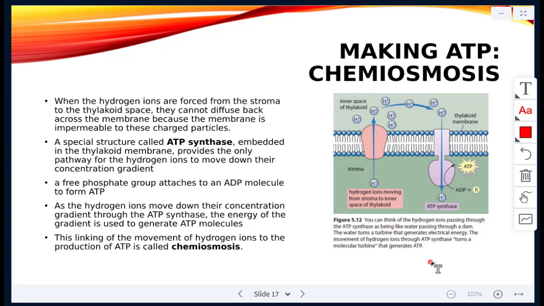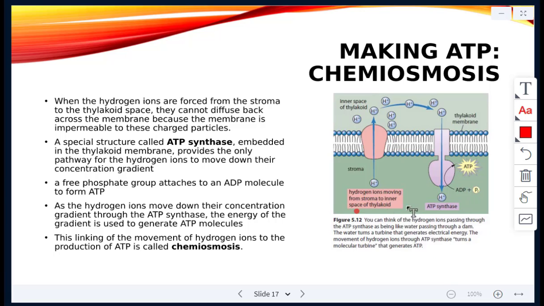And as the hydrogen ions move down their concentration gradient through this ATP synthase, the energy of the gradient is used to generate more ATP molecules. So this linking of the movement of hydrogen ions to the production of ATP, that is called chemiosmosis.